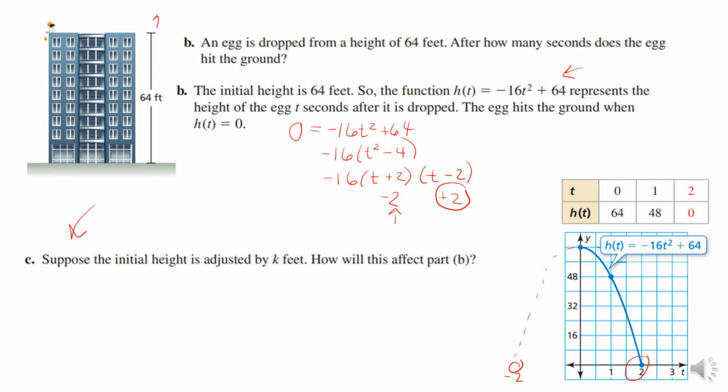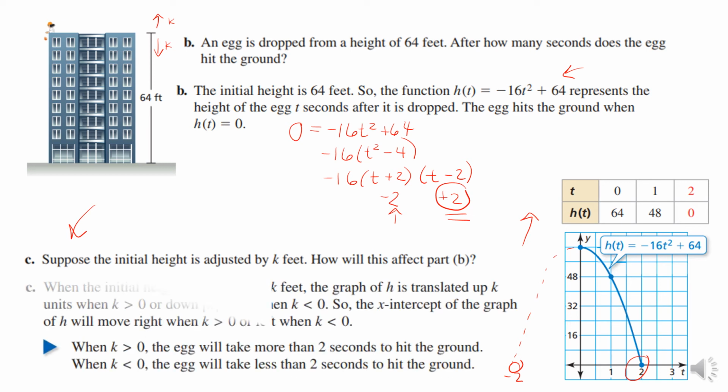So it's either going up k feet or down k feet. And they want to know how that's going to affect your answer here. Okay, so logically, if we're going to go up, it's going to take longer for it to hit the ground. If we go down, it's going to take less time. And that's what they want you to come up with.